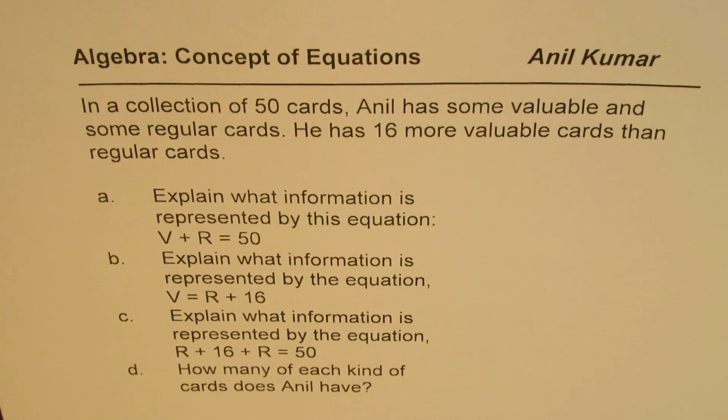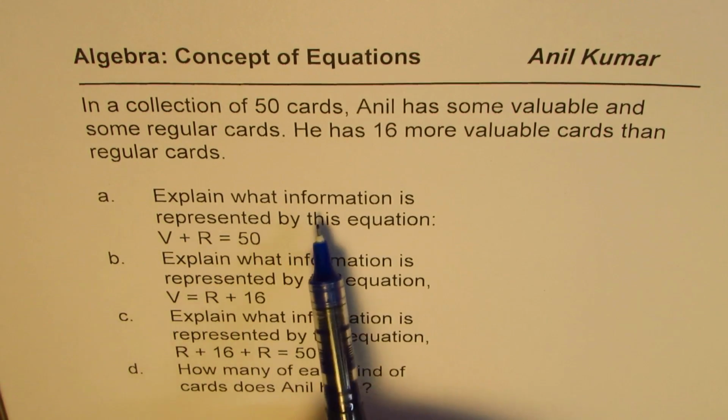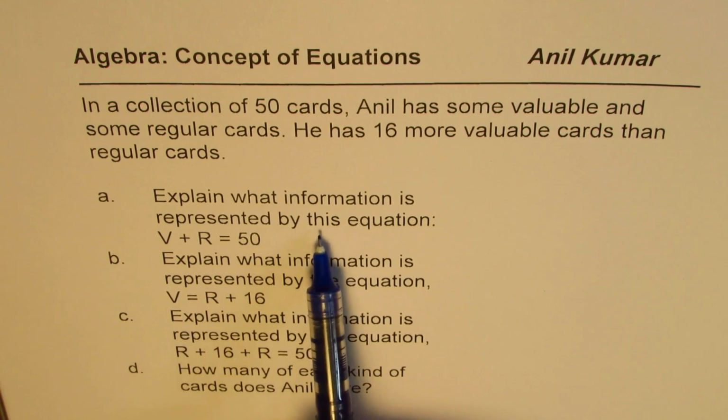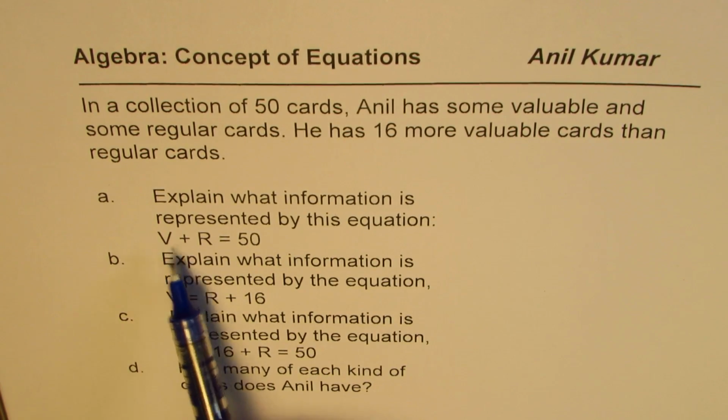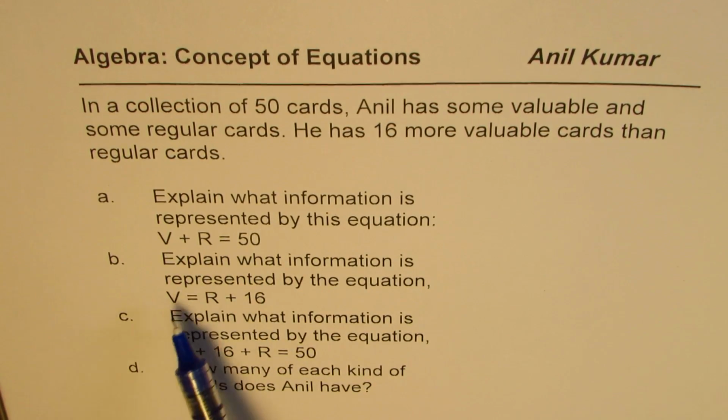Here is a copy of the question. In a collection of 50 cards, Anil has some valuable and some regular cards. He has 16 more valuable cards than regular cards. We have 4 questions based on it. The first one is, explain what information is represented by this equation: V plus R equals 50.